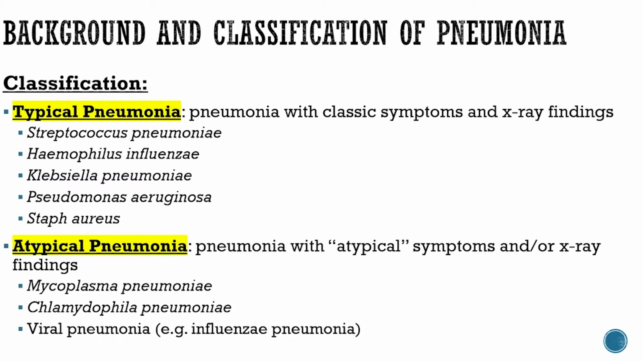Atypical pneumonia, on the other hand, is any pneumonia that causes quote-unquote atypical symptoms. Usually you'll see that these symptoms are very vague and not the classic symptoms that we see with your typical pneumonias. We also often see that the X-ray findings for atypical pneumonia are very different from those of typical pneumonia. And again, we have the pathogens that we'll talk about shortly that are often associated with atypical pneumonias.